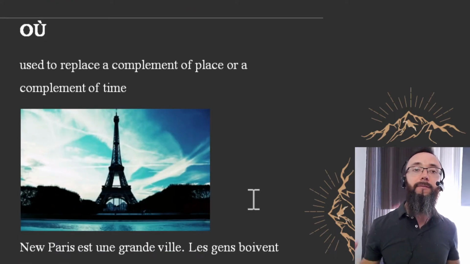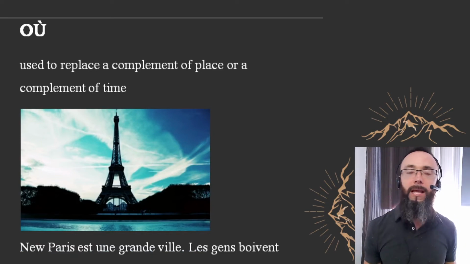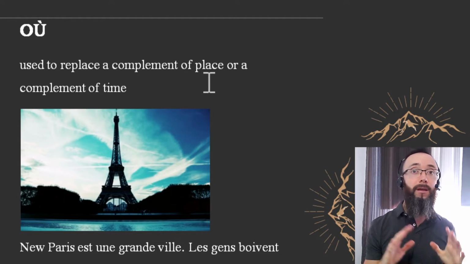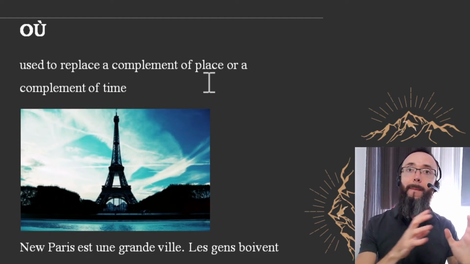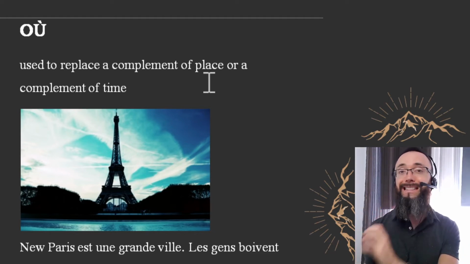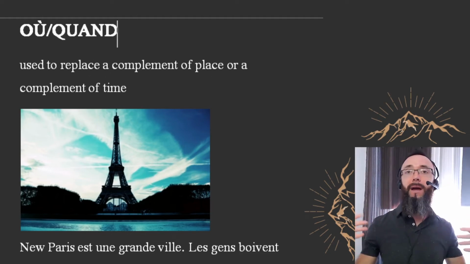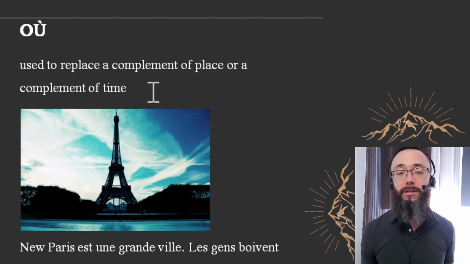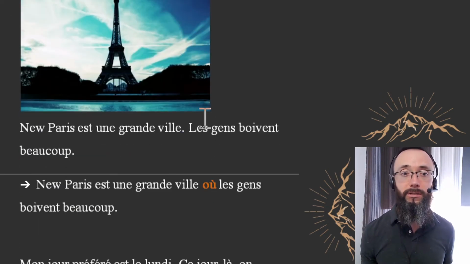And then finally, last but not least, drum roll, there is the pronoun où, which is used to replace a complement of place or a complement of time. It's important to know that both can be replaced, place or time. And it doesn't make sense because time, in theory, should be replaced by quand. But no, it's not the case. It is où here, it works in both situations.